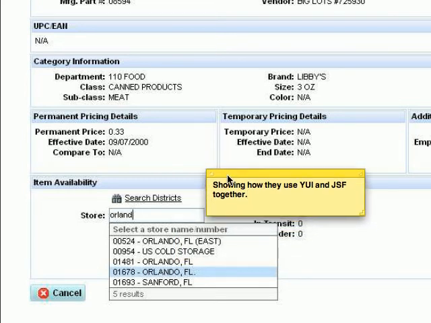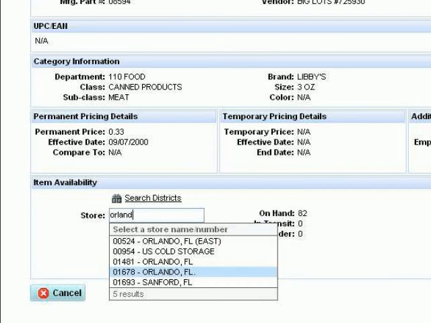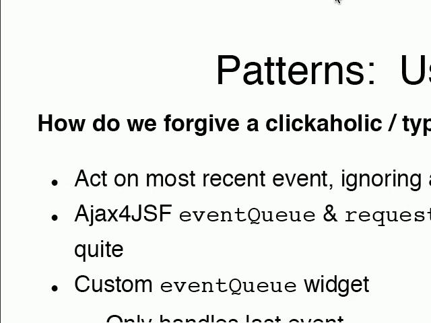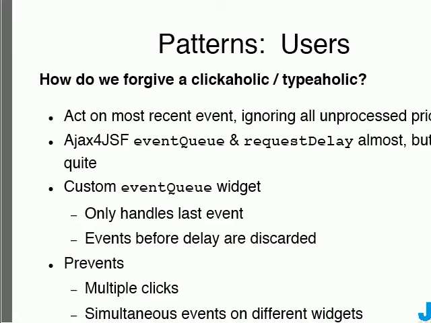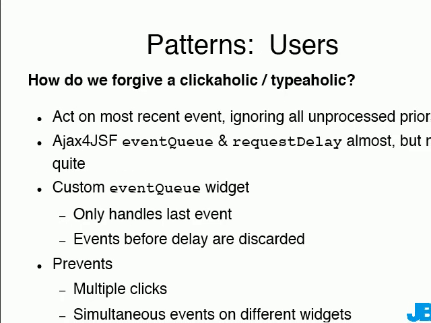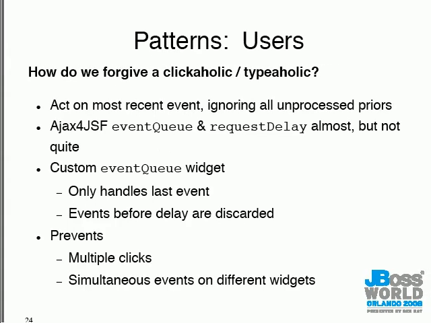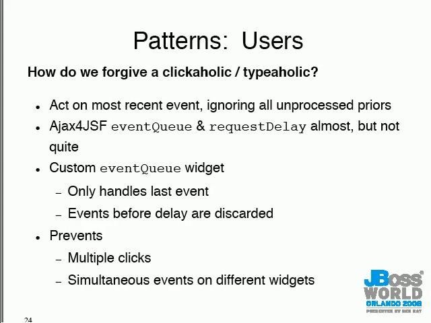Okay, switching to users, these are very specific things for our user base, and maybe you encountered some of the same things. How do we forgive a clickaholic or typeholic? Kunal talked about the scenario where the user's typing in all the full 9-digit SKUs. We also have scenarios where a user might double-click, triple-click, quadruple-click. How do we deal with that? We want to act on the most recent event because that's most likely the one that the user is intending, not necessarily the first action they took. And then, in the meantime, we want to ignore anything else that's going on, all the prior events that are happening on the screen.